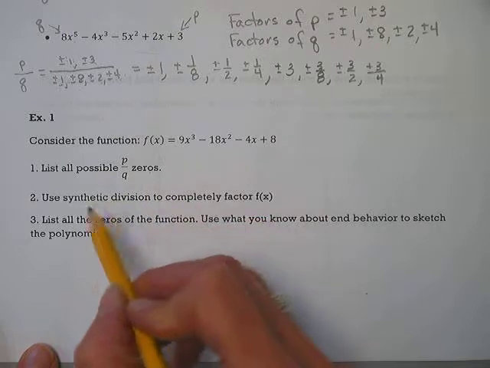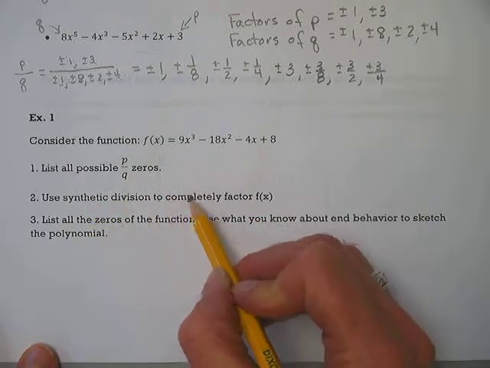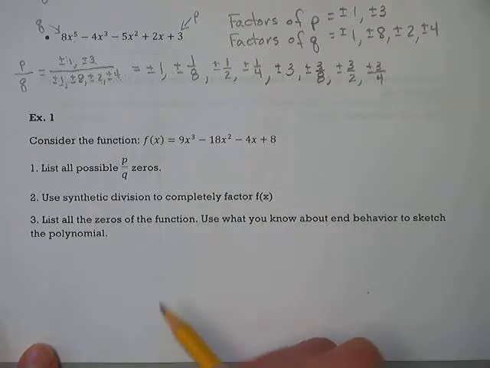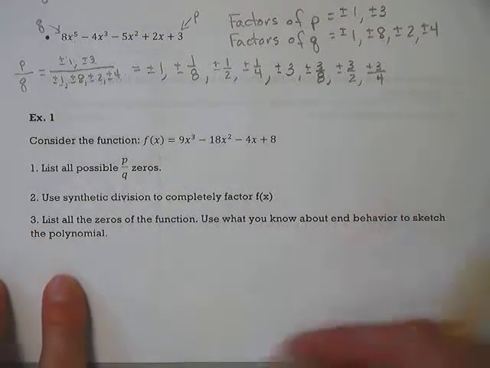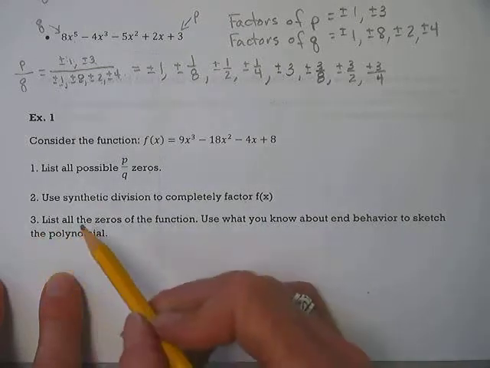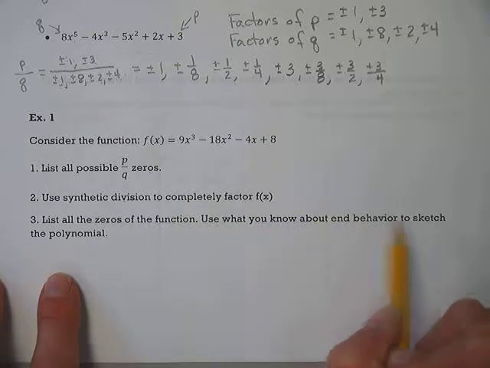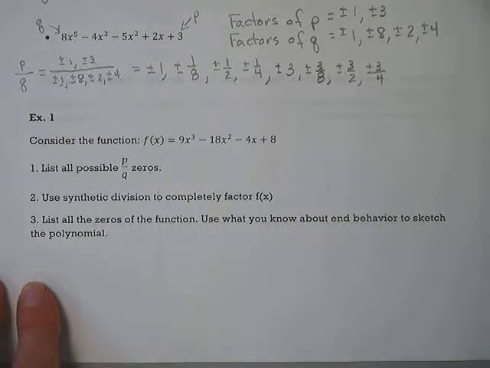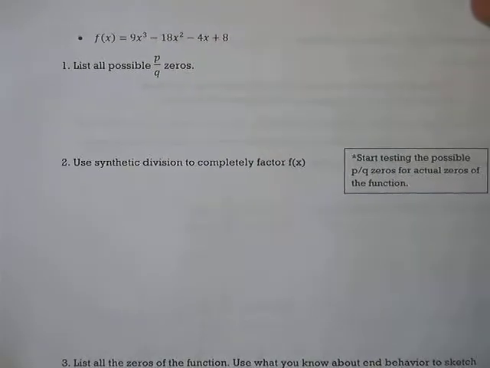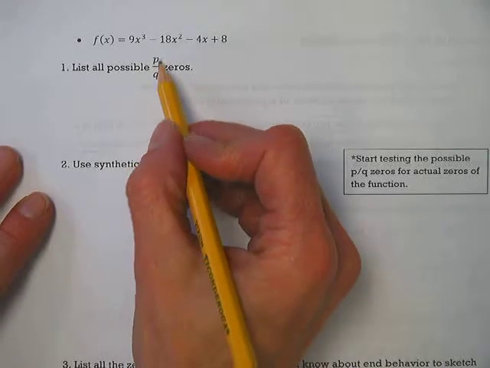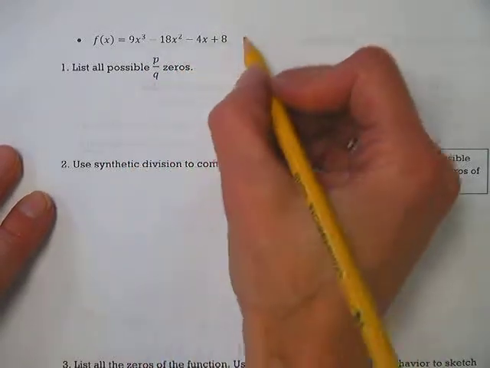Okay, everybody have those? All right. Now what we are going to do is we're going to try to go through and find all the possible zeros. Then we're going to use synthetic division to completely factor the function. You know how we did on the previous page where we found a 0 and we tested it? We're going to do that. Then we're going to list all the zeros of the function. Use what you know about end behavior, and we're going to sketch the polynomial. So we're going to do 3 things for this function. Are you ready? May I turn the page? Okay. Turn the page.